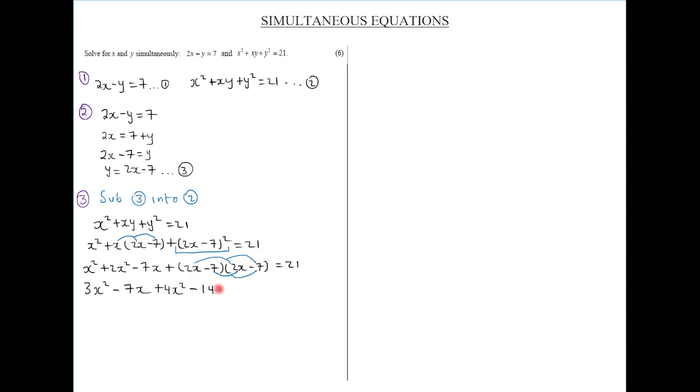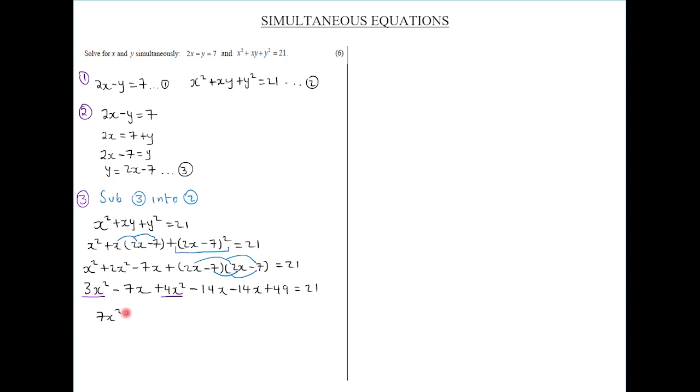Same applies with this one. Minus 7 times 2x is minus 14x. Minus 7 times minus 7 is 49. Then that equals 21. Now here we need to have a standard form, so we start with the x squared. I see my x squared is 3x squared and 4x squared, so this is 7x squared.